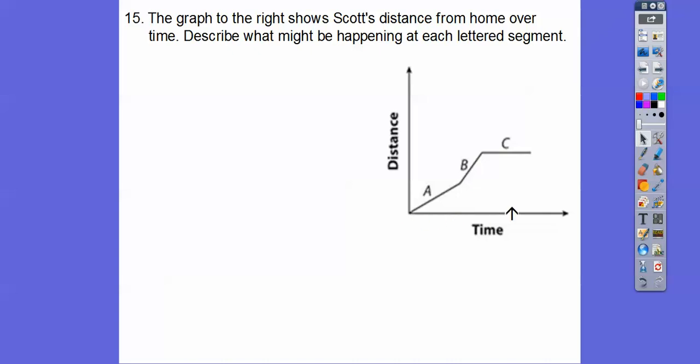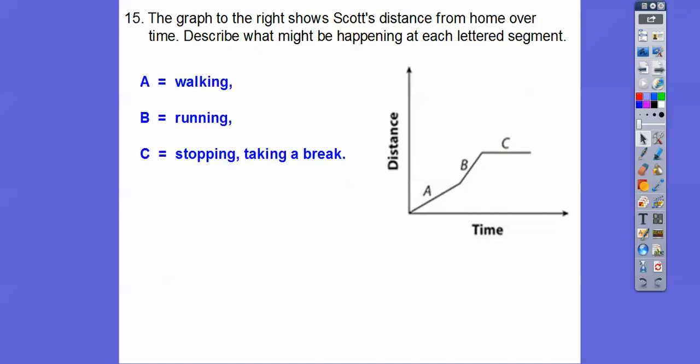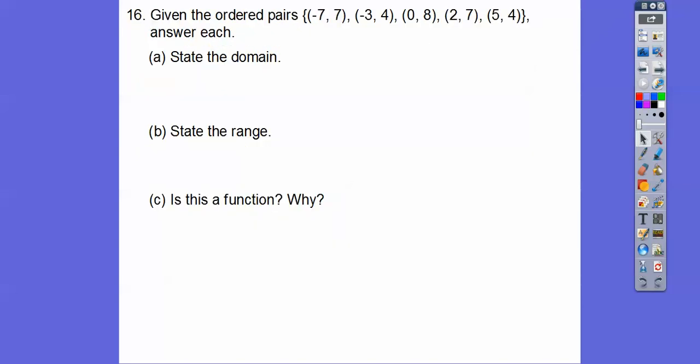Because right here, this is the time, and this is the distance right here. So the steeper that goes, the faster he must be going to go a greater distance. Looks like he took a break right here, lunch break, or he's visiting with people at the office or something like that. So A is walking, B is running, and C is stopping, taking a break, a coffee break or a lunch break or whatever.